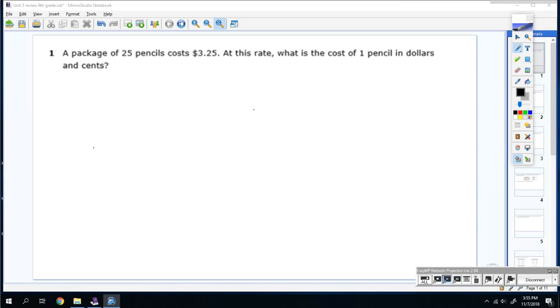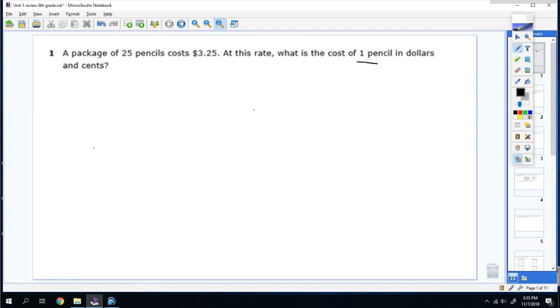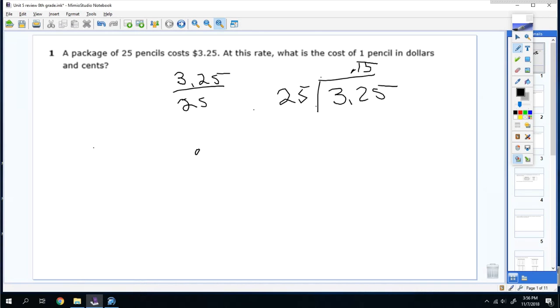Number 1, a package of 25 pencils costs $3.25. At this rate, what's the cost of one pencil? So I know at $3.25, it costs 25 pencils. So all I have to do is divide it. So divide 25 into 3.25. So 3.25 divided by 25 is 13 cents. So it would be 13 cents.